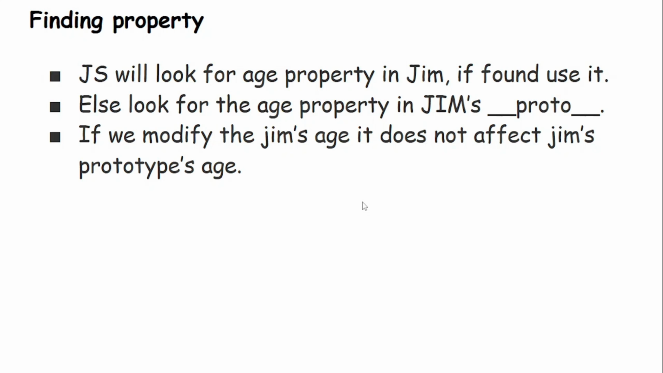Similarly, in the case of Sophia, we haven't provided any age, so JavaScript was looking for the age property in Sophia's proto. Basically, Jim's and Sophia's proto are the same. Hence, for both cases, when the proto's value was 25, it was showing 25. When its value was 29, it was showing 29. If we had modified the age of Sophia, then it would have shown us Sophia's age instead of the prototype's age. So modifying Jim's age or even Sophia's age is not going to modify the prototype's age.